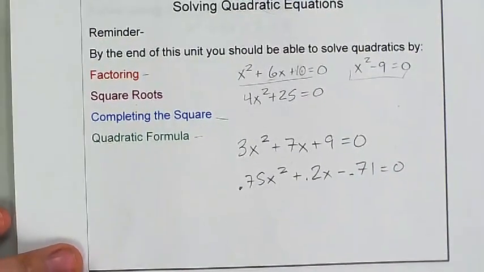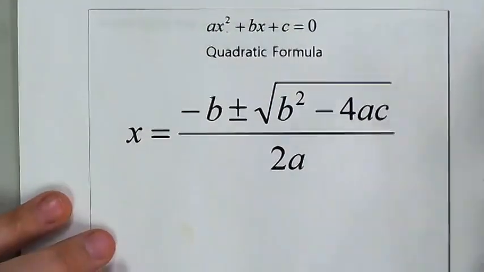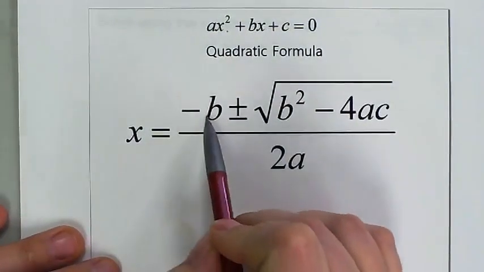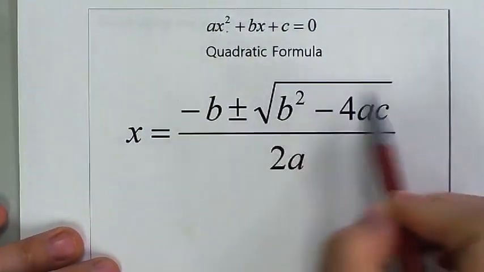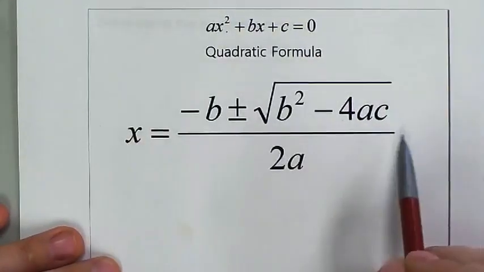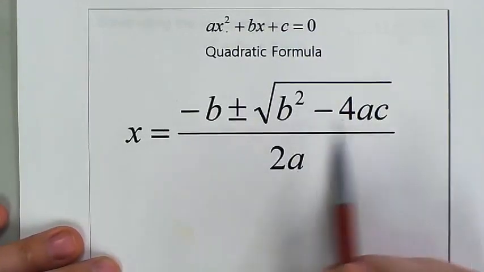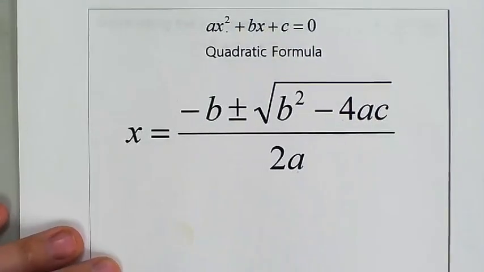All right, so in order to use the quadratic formula, you have to know what the quadratic formula is. Okay, this is what the quadratic formula is. X equals negative b plus or minus the square root of b squared minus 4ac all over the whole thing is over 2a. That's one big thing I see, is that some people would stop the fraction bar right here. Make sure the whole thing's over 2 times a.